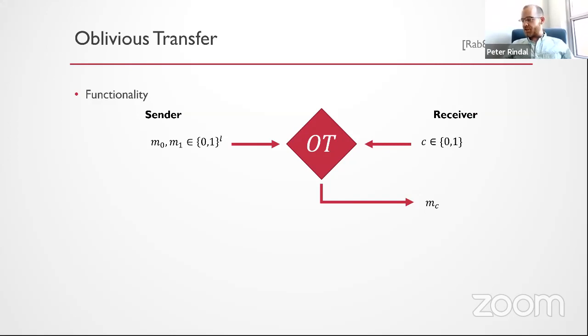So what is oblivious transfer? Well, probably most of us know, but in the basic version, we have a sender and a receiver. The sender has two messages, two strings, M0 and M1, and the receiver has a bit, C. When they run the protocol, the receiver should learn the message MC, and they should not learn anything about the other message. Moreover, the sender should not learn which message the receiver received.